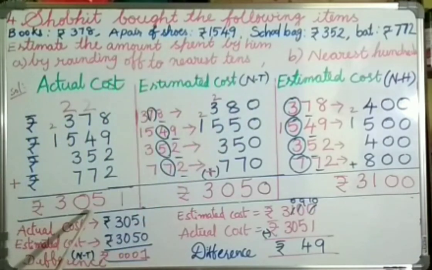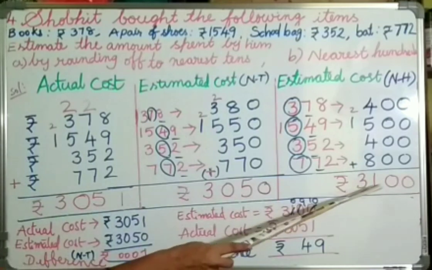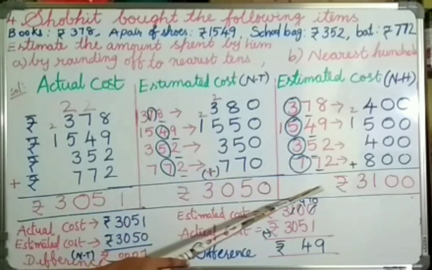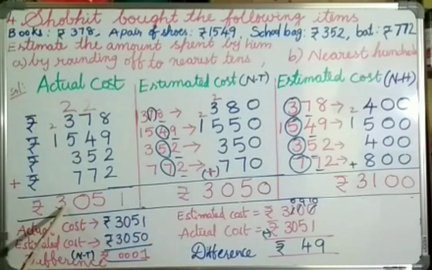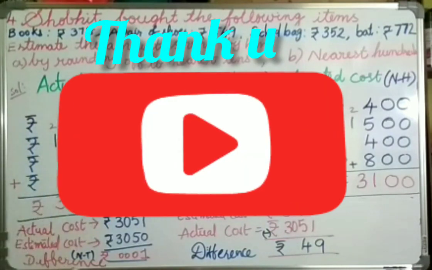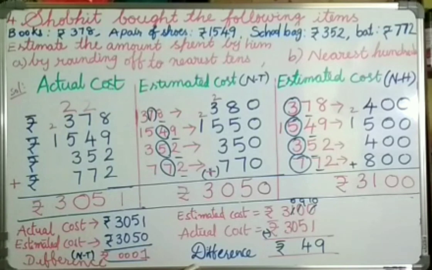Here you should observe that the estimated cost is 3100 and the actual cost is 3051. So 3100 is greater than 3051, so we write the estimated cost first. Estimated cost is 3100. Actual cost is rupees 3051. After subtracting, the difference is 49 rupees. So this is the difference between actual cost and estimated cost to the nearest tens, and this is the difference between estimated cost and actual cost to the nearest hundreds.